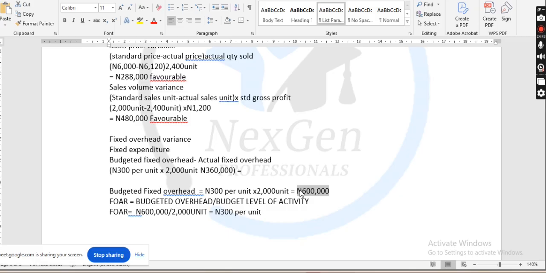Class, expenditure, what you spend. Your budgeted must have an element of actual. How do we arrive at 300 naira? It is because per unit. You check what is the basis of absorption. Oh, the basis of absorption is based on the unit. Okay, budgeted overhead over budgeted levels of activities. Now, how do we get the budgeted overhead? If you multiply 300 naira per unit times the budgeted, we have the budgeted overhead. Then you can now have 600 divided by 2,000 units. You have your OAR times the actual.